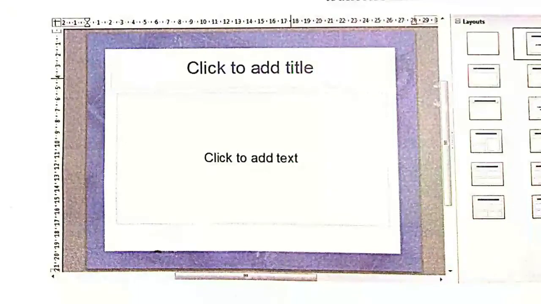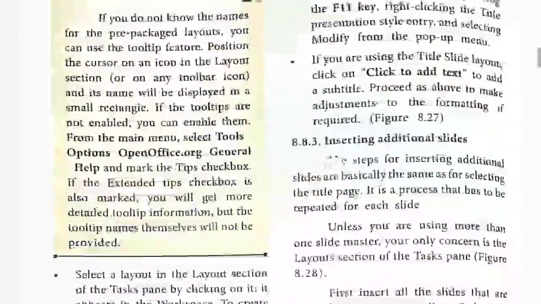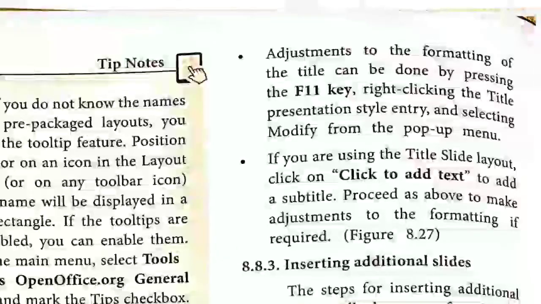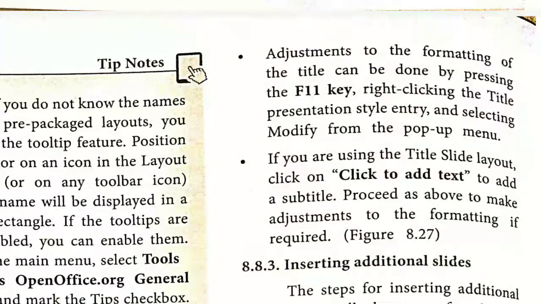In figure 8.25, you can see on the right hand side the layout options that are available. It provides all the 12 layouts that are pre-packaged in your software. When you click on one, it will automatically appear in the workspace. After that, you can just add whatever content you need, just by clicking on the required places. After that, you can adjust the formatting of the title.